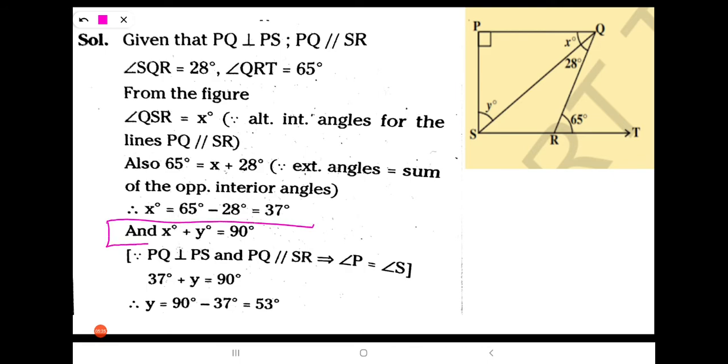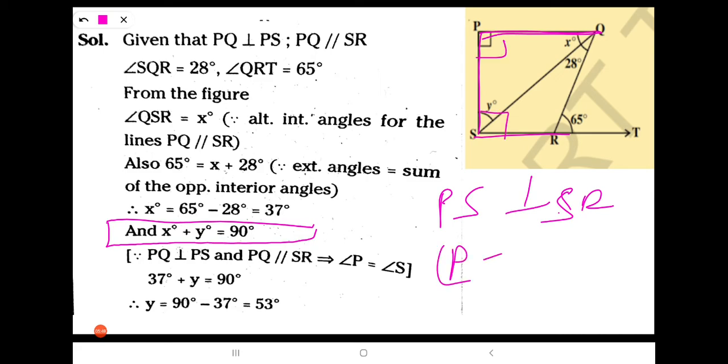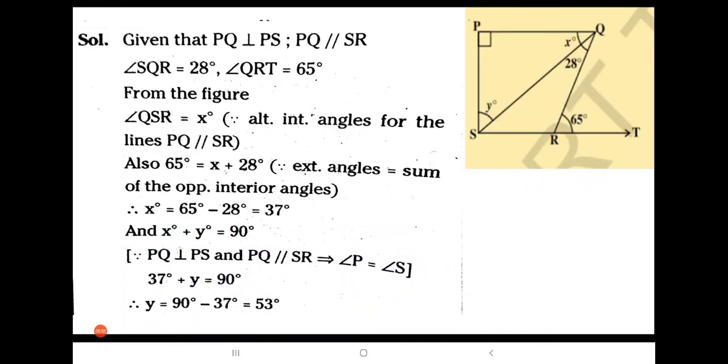How do we get X plus Y equals 90 degrees? Look here, once again I am repeating. PQ is parallel to SR and PQ is perpendicular to PS. It means PS is also perpendicular to SR. It means angle P is equal to angle S. Angle S has two portions here, one is Y and one more is X. That is nothing but X degrees plus Y degrees is equal to 90 degrees.